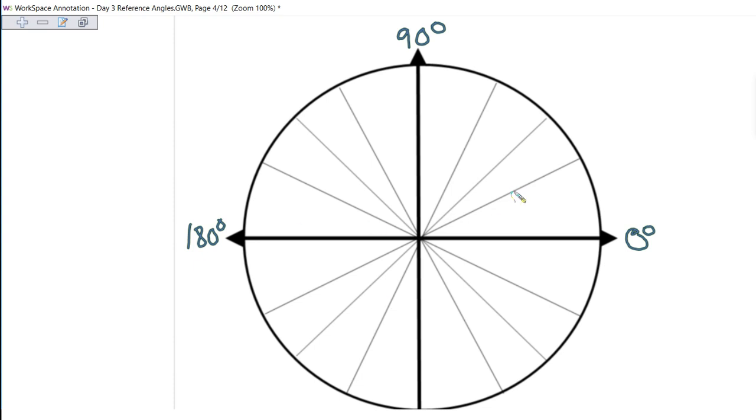Okay, so if this is 0 degrees, if this is 90 degrees, what's half of 90 degrees? So start by adding 45 degrees. So 0 to 45 is 45, plus 45 gives me 90. What's 90 degrees plus 45 degrees? 135 degrees. 135 plus 45 gives me 180. And what's 180 degrees plus 45 degrees? 225 degrees. 225 degrees plus 45 degrees gives me 270 degrees. And what's 270 degrees plus 45 degrees? 315 degrees. And 315 degrees plus 45 degrees gives me 360 degrees.